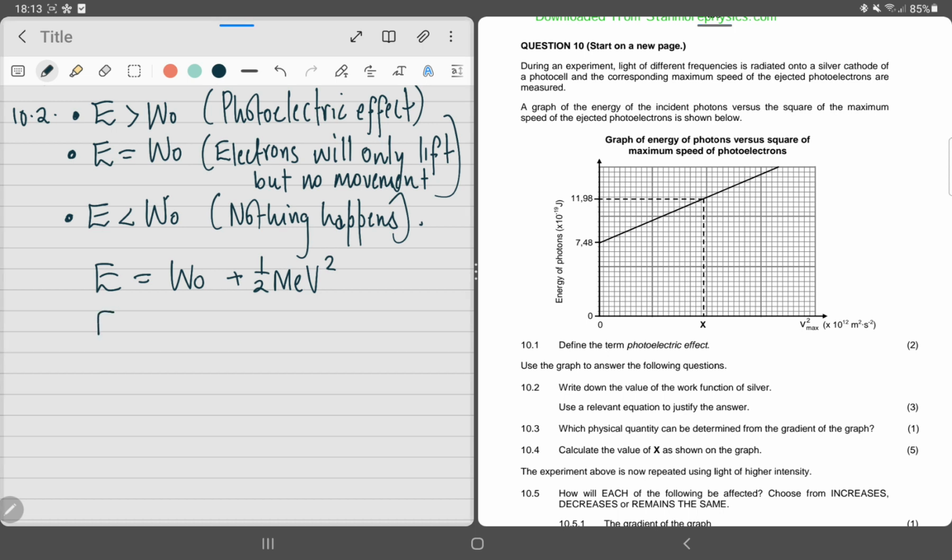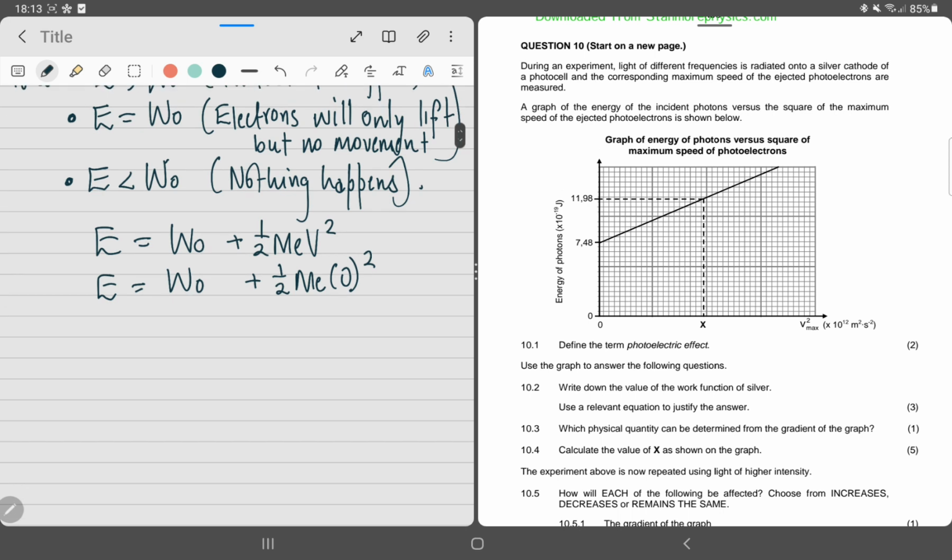So we will say that E should be equal to W0, plus half the mass of the electron times the speed, which is 0, because there is no speed from 7.48 going downwards. But at that point there, the energy should be equal to W0. Therefore, W0 should be equal to 7.48 times 10 to the exponent of negative 19 joules.